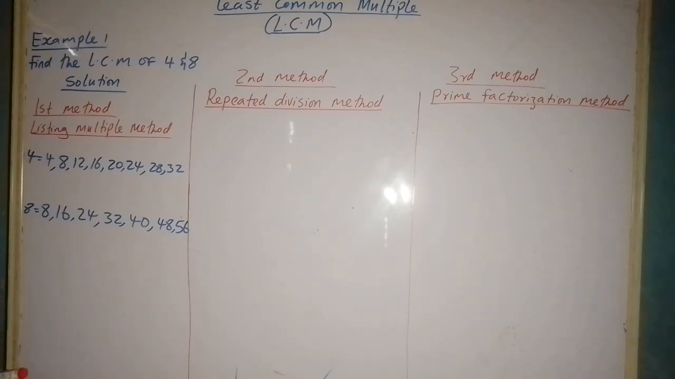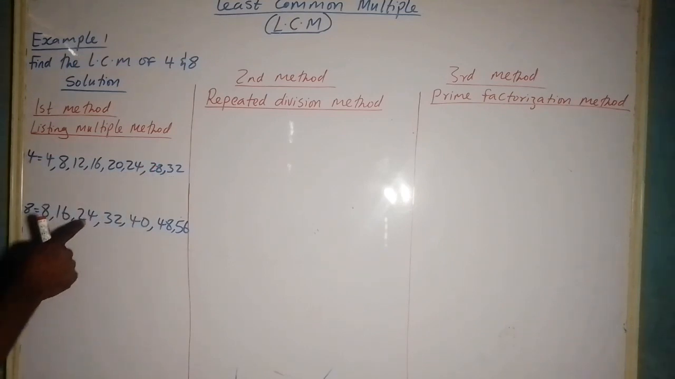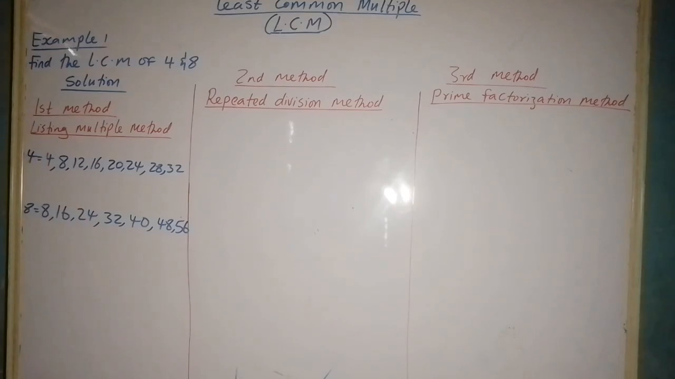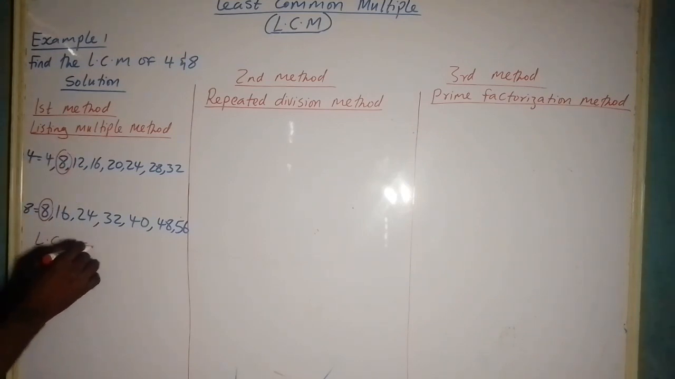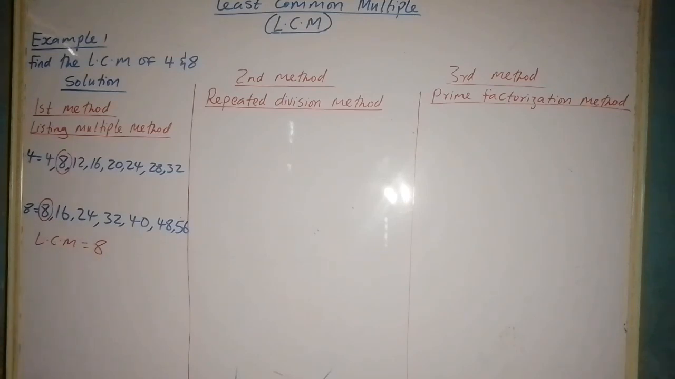If you take a look at these numbers, 32 is common, right? 24 is common. 16 is common. 8 is also common. Now, the smallest multiple, the lowest multiple here, is 8. Therefore, our LCM is 8. That's for the listing multiples method.